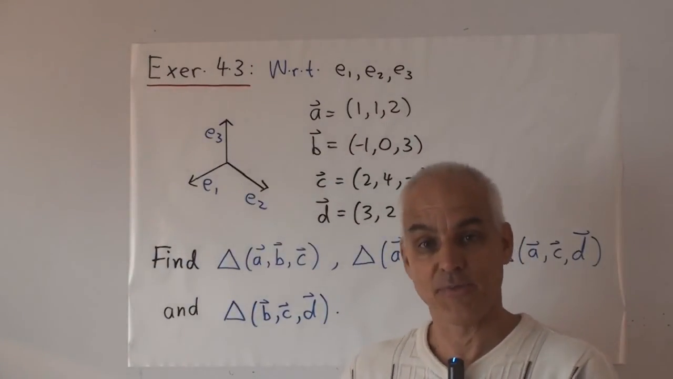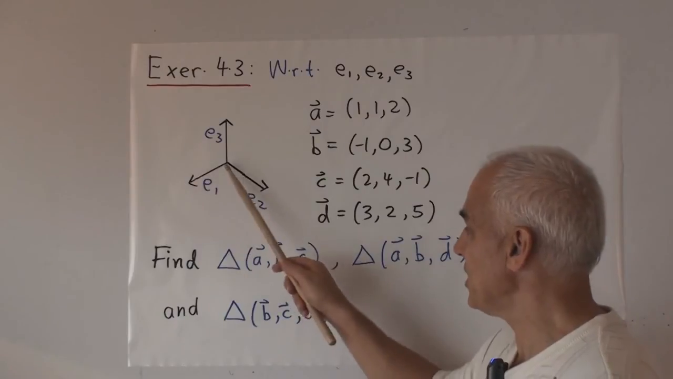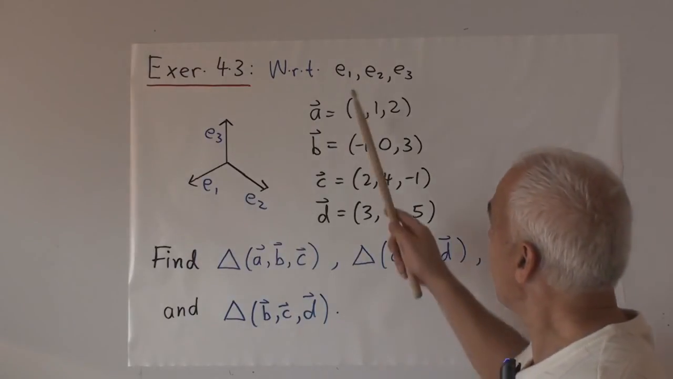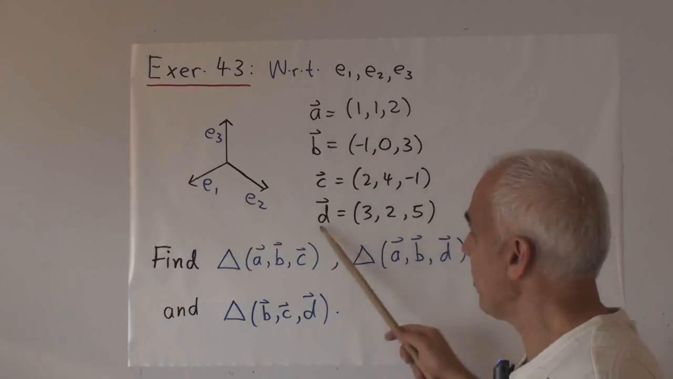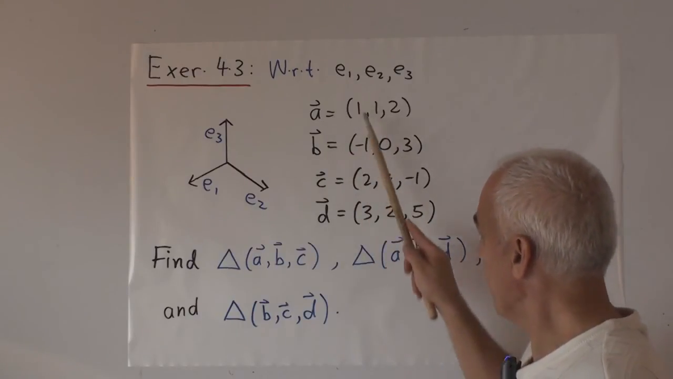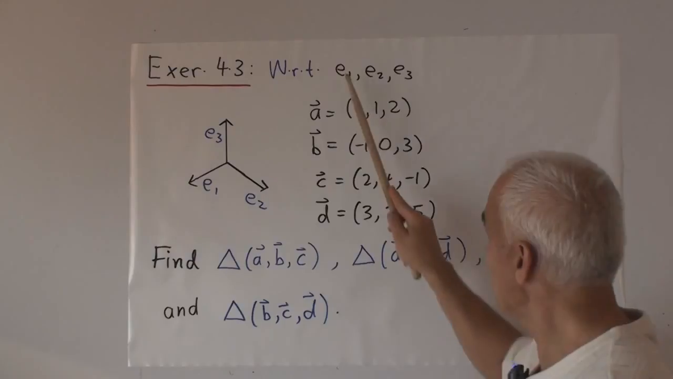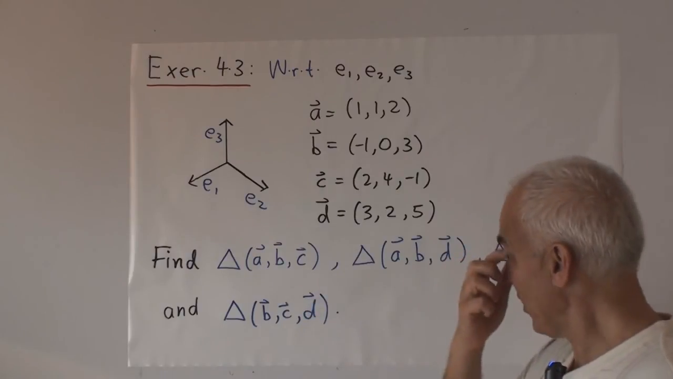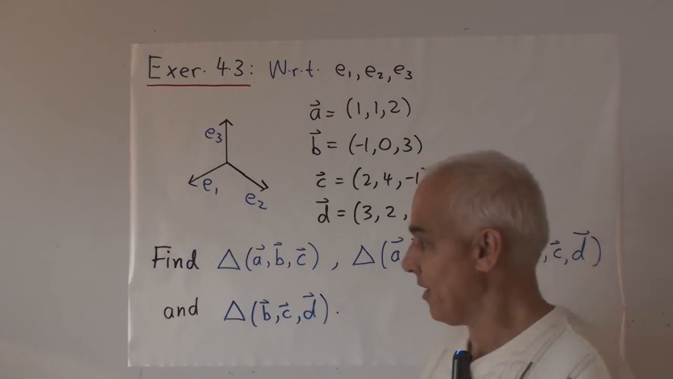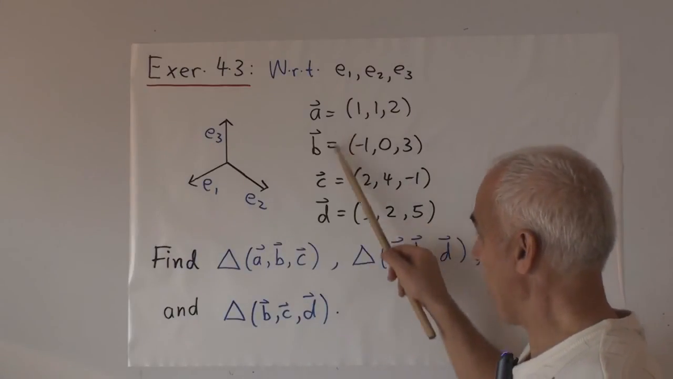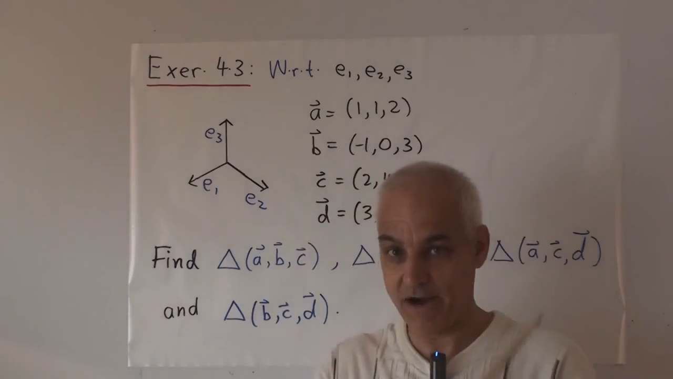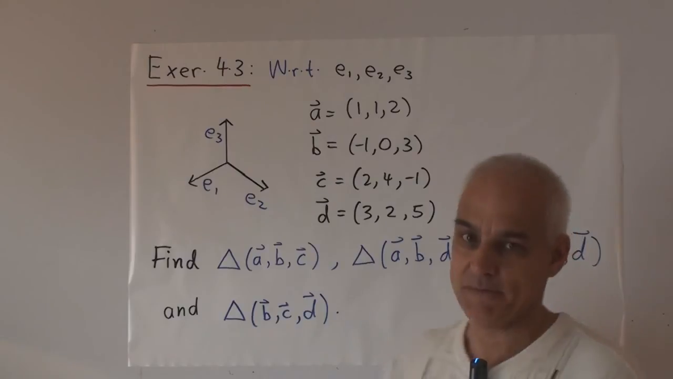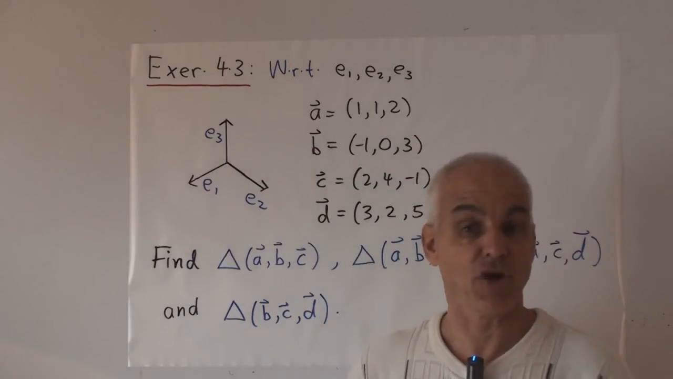And our final exercise, a 3-dimensional example. We have basis vectors E1, E2, E3 in 3-dimensional space. And in terms of those basis vectors, we have 4 other vectors. So the vector A is 1, 1, 2. And this notation means that it's 1 times E1 plus 1 times E2 plus 2 times E3. So we have these 4 different vectors, and I want you to find 4 different volumes. The volume of A, B, and C, formed by those 3, the volume of the little parallelepiped formed by those 3. Or ABD, ACD, and BCD. Just to give you some practice in using the determinantal formula.